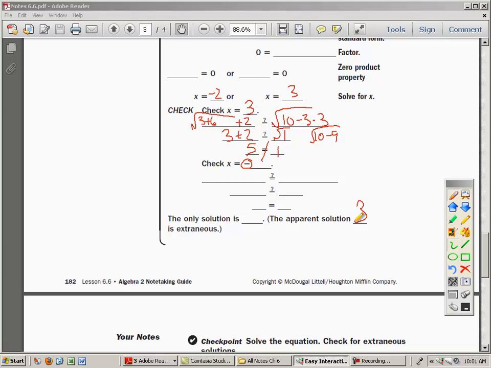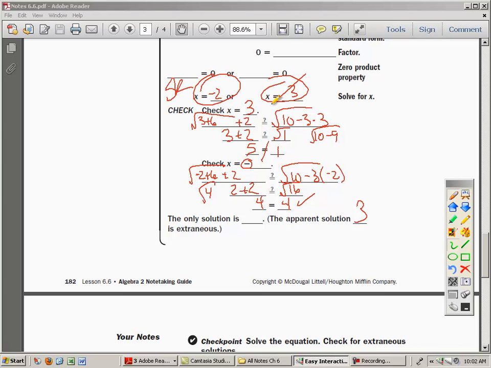All right, let's try the negative 2. The square root of negative 2 plus 6 plus 2 is equal to the square root of 10 minus 3 times negative 2. Negative 3 times negative 2 becomes positive 6, so this is 10 plus 6, so this is the square root of 16, which is 4. Let's work the left side now. This is negative 2 plus 6, which is 4. Square root of 4 is 2, and 2 plus 2 is 4. And so the negative 2 is a good one. The positive 3 is extraneous, so we have to reject it. And so the only good solution is the negative 2. The apparent solution 3 is extraneous.